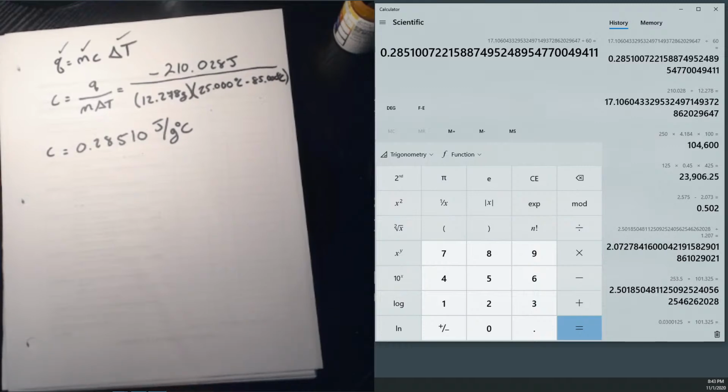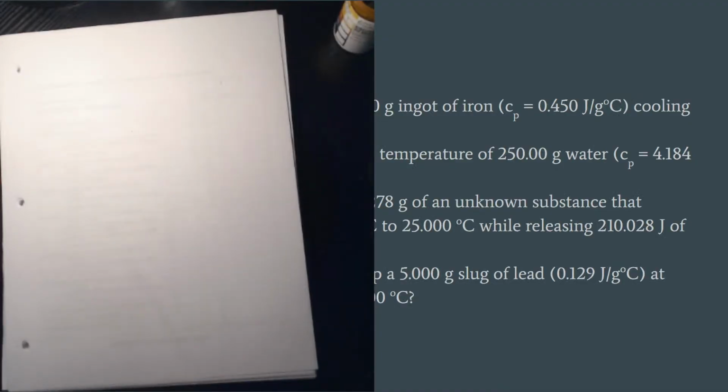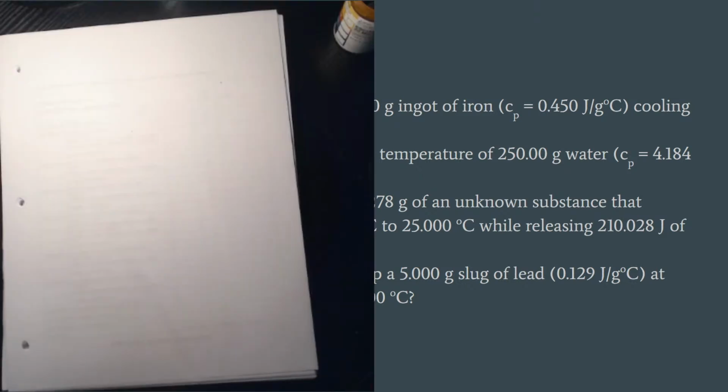All right, now for a tricky problem. I'm going to need a full sheet for this one. Okay. What is the final temperature if you drop a 5-gram slug of lead at 85 degrees Celsius into 25 grams of water at 20 degrees Celsius? All right, so this is what we're looking at.